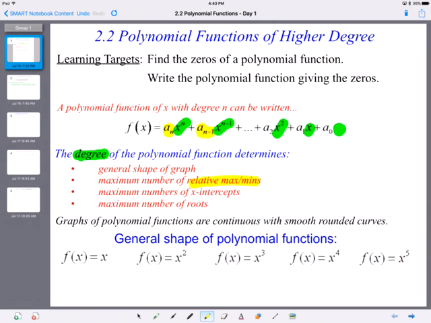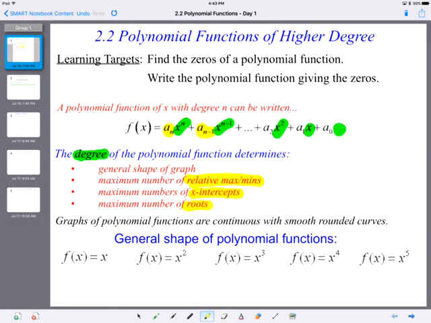Now, relative max and mins we'll talk about in just a little bit. It's not going to be our main focus, but we'll talk about it. It'll give us the maximum number of x-intercepts, which is really going to be our focus. X-intercepts represent the zeros, like we were solving with quadratics. And then also the maximum number of roots as well. And roots can be real, or we could actually get into the complex number system.